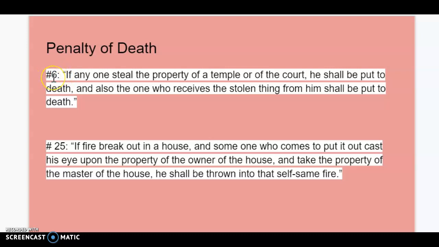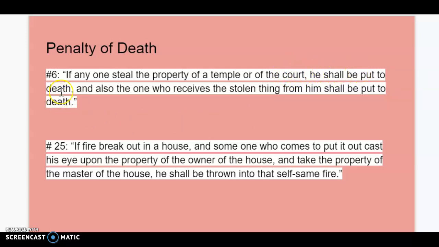Number 6 of Hammurabi's code: if anyone steals the property of a temple or of the court, he shall be put to death. And also the one who receives the stolen thing from him shall be put to death. And so this means if you steal something from the temple or the court, it's a death sentence for you. Really, stealing was close to a death sentence at all times. But not always, though. If you steal from the temple, so from the religion, from the priests, from the gods themselves, or from the court, which is the royal court of Hammurabi himself, it's an instant death penalty.